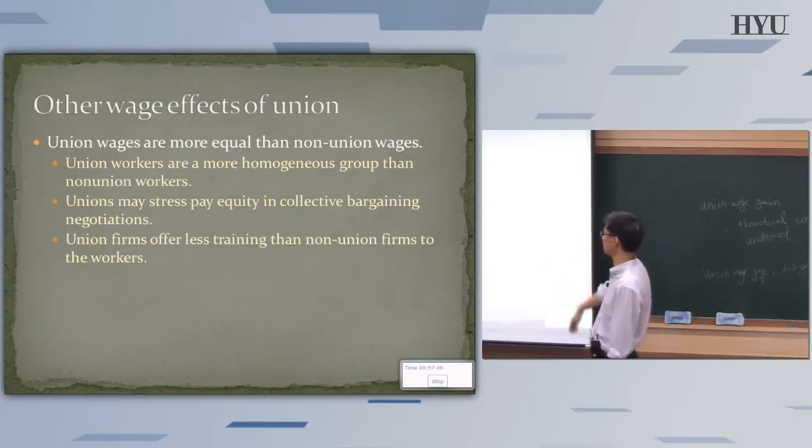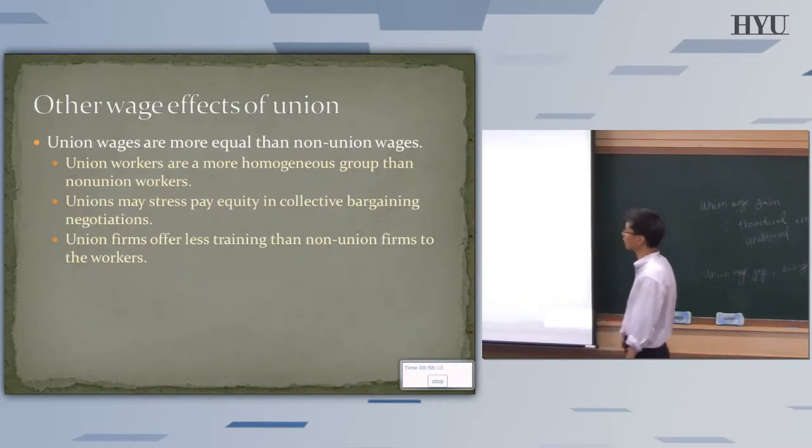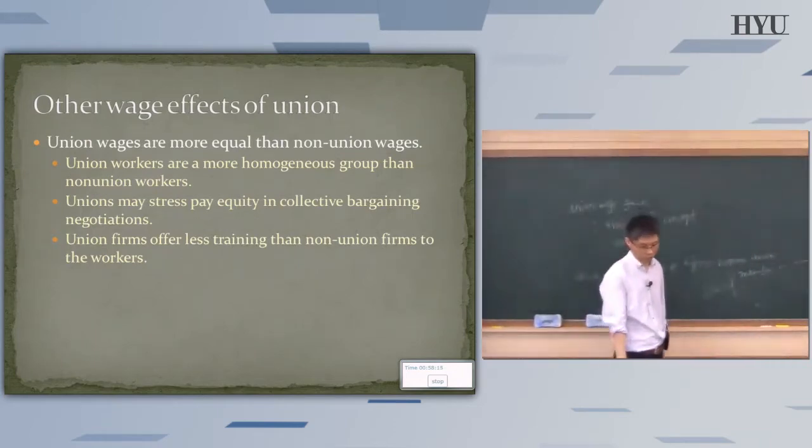Another thing is that union firms offer less training than non-union firms to workers. The reason is that since union firms generally pay higher wages, they try to cut down other costs. So it is possible that union firms offer less training than non-union firms, but that is actually another argument. In general, union wages are more equal than non-union wages.